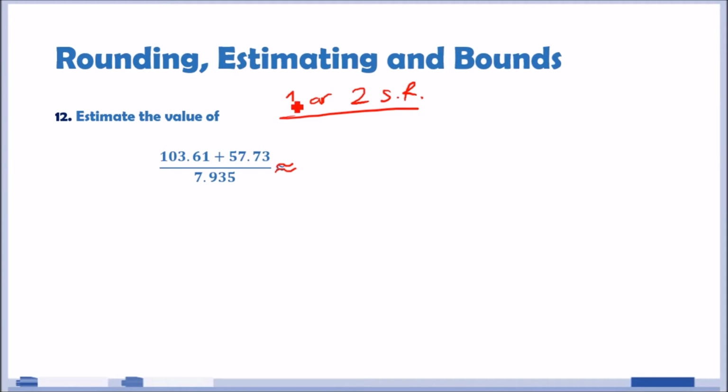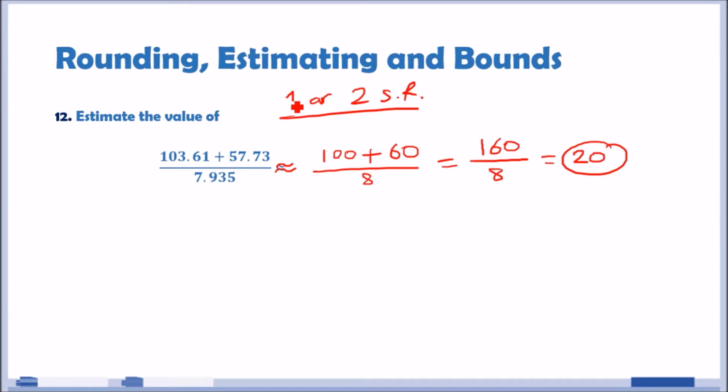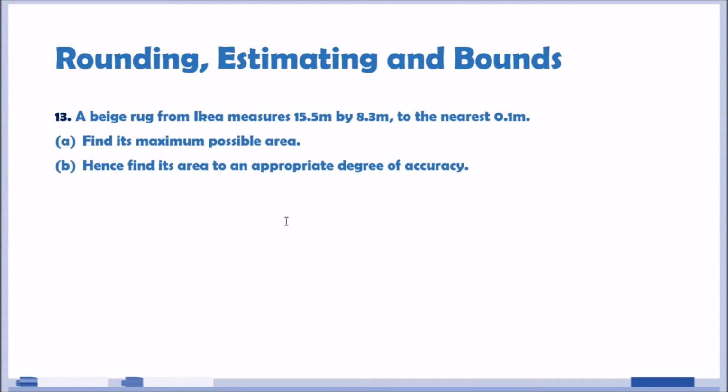If I look at 103.61, to one significant figure this is pretty much 100. Nice easy number. And 57.73 is more or less 60. Again, clean number. So this is 3 down, 3 up. Looks quite legit. And the bottom value is 7.935, which I would say rounds up to 8. It looks quite good. Resolving the top, 100 plus 60 gives 160, and 160 divided by 8 thankfully goes in evenly: 8 into 16 goes twice, and the 0 gives 20. So all of this is roughly equal to 20. And that's it. Now, if we look at the next one, number 13, what do we have?